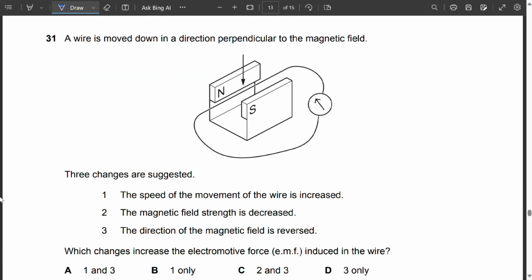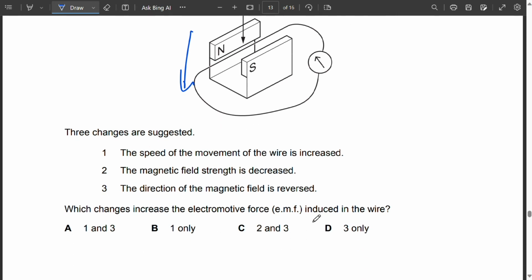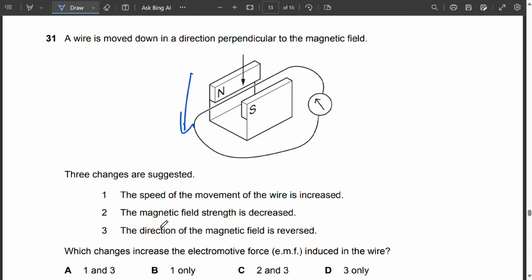31st. Now, a wire is moved down in a direction perpendicular to the magnetic field. You see the magnetic field north to south, and the wire is moved down. Three changes are suggested. First of all, the speed of the movement of the wire is increased. The magnetic field strength is decreased. This might be an electromagnet. And the direction of the magnetic field is reversed, so now north is over here, south is over here. Which changes increase the electromotive force induced in the wire?